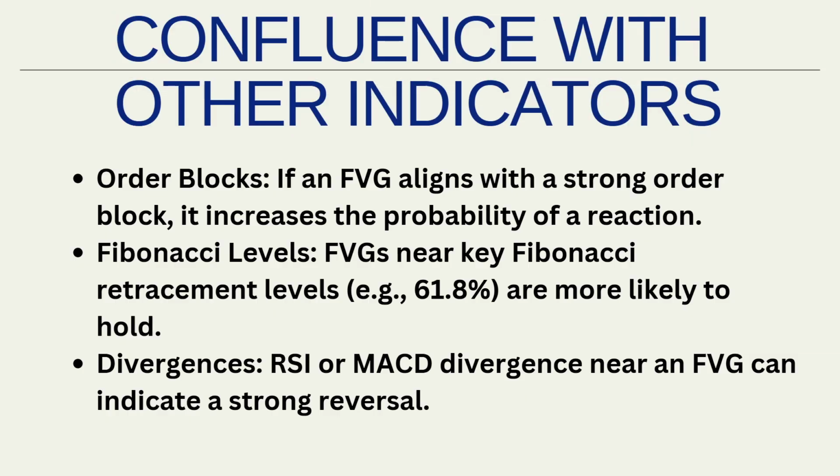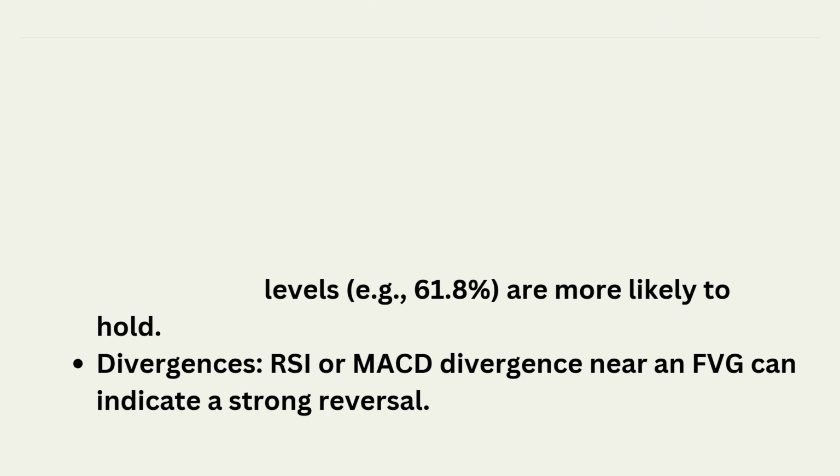Confluence with other indicators. Order blocks. If an FVG aligns with a strong order block, it increases the probability of a reaction. Fibonacci levels. FVGs near key Fibonacci retracement levels, like 61.8%, are more likely to hold. Divergences. RSI or MACD divergence near an FVG can indicate a strong reversal.